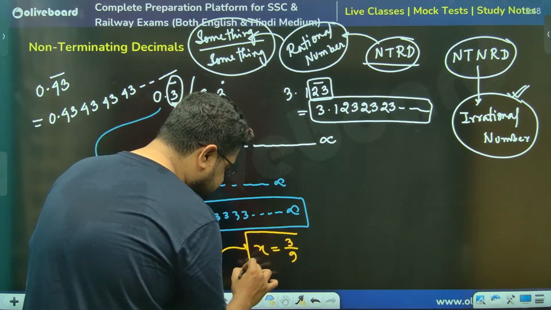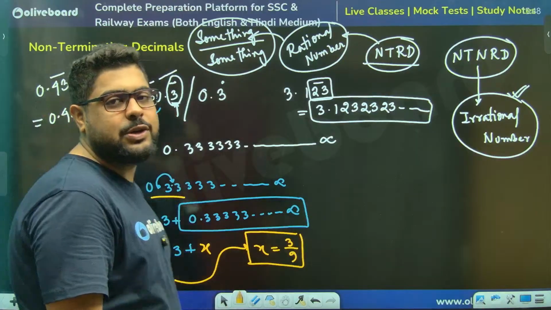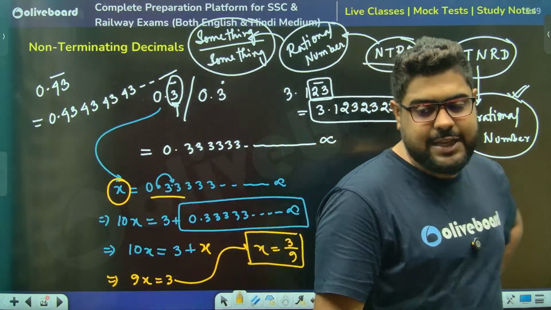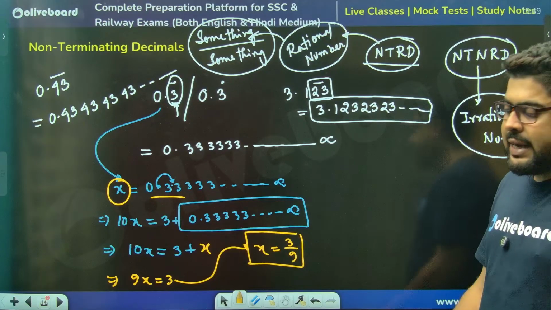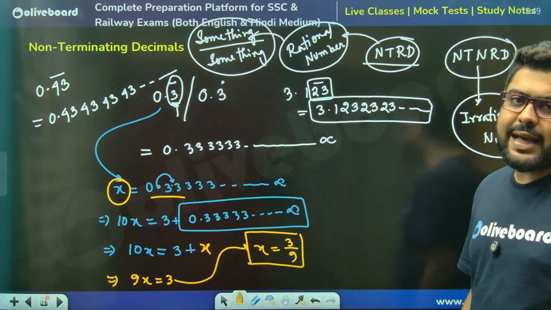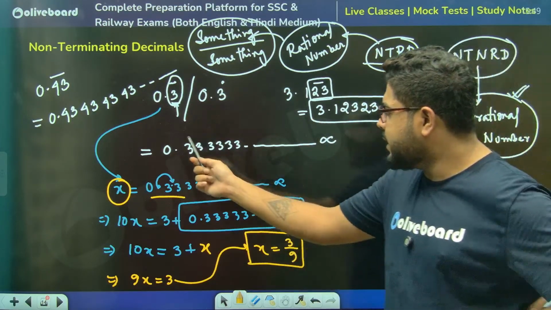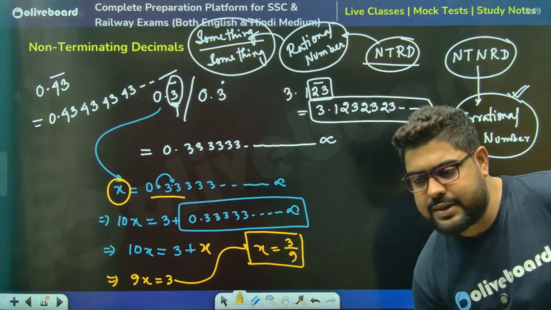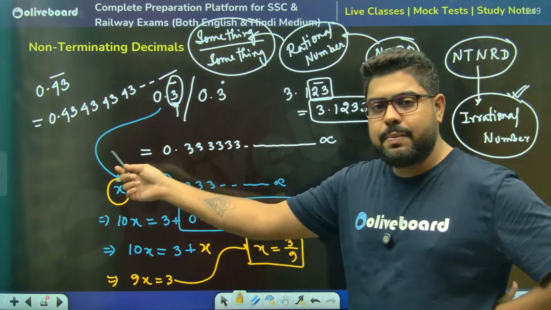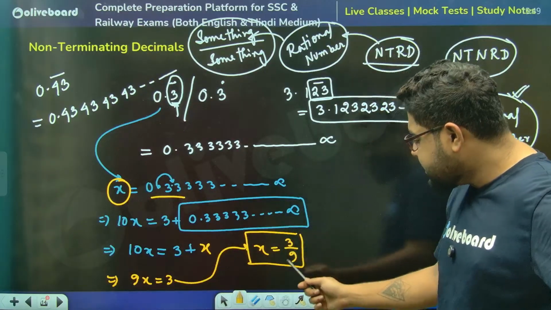Do not cancel and write 1 by 3. Why? I want to explain a little bit. 3 by 9, if you see, gives us one fantastic technique. The 3 has one bar on top. So whatever is the number of digits that are under the bar, you put that many nines here.